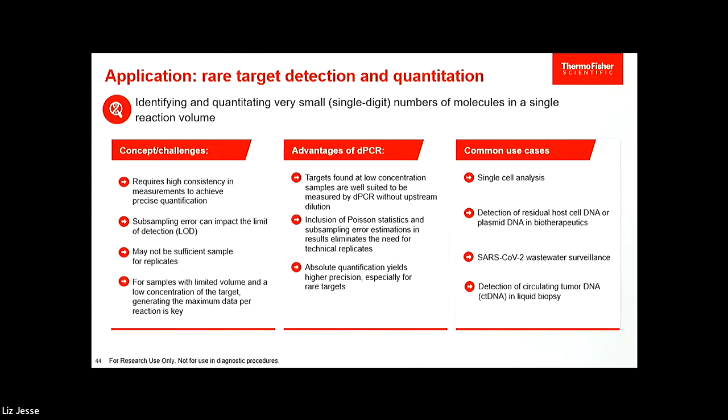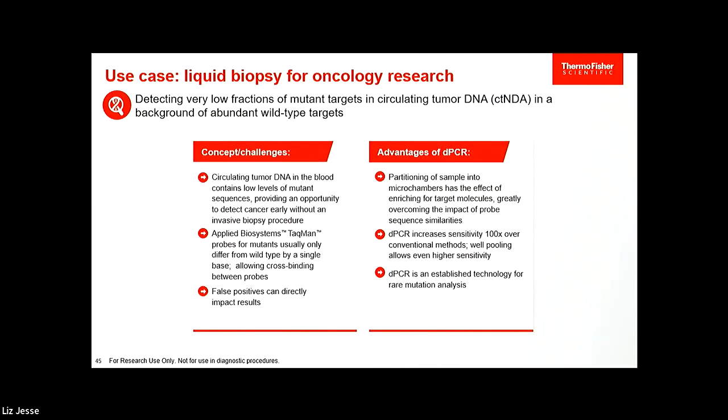All right, in this particular situation, as I've already said, you're looking for that rare mutation to see a wild type used for wastewater surveillance. We're going to show you an example of circulating tumor DNA or liquid biopsy. It's great if you're looking for residual host DNA carryover, if you're making more cells, and you can utilize it for single cell analysis because you're looking for very small quantities that can be detected in a digital format.